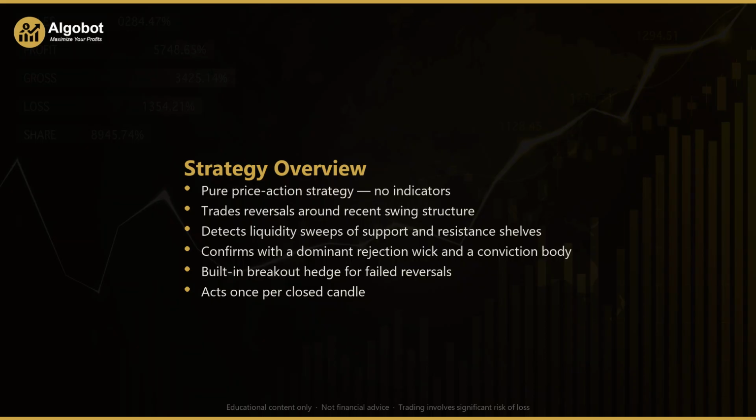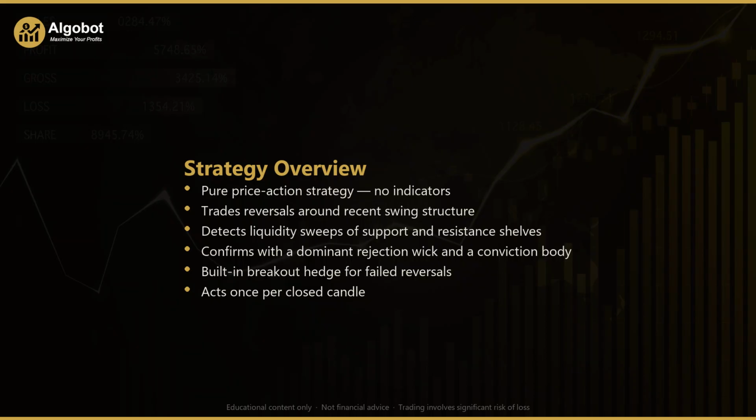At its core, the Wick Sweep Reversal Hedge is a price action strategy that trades reversals around recent structure. It does not rely on any technical indicator. There's no moving average, no oscillator, and no momentum line. Every decision comes from reading raw candles and the levels they create. It's designed for the foreign exchange market and works on a single primary time frame, acting once per closed candle so it never reacts to unfinished price noise.